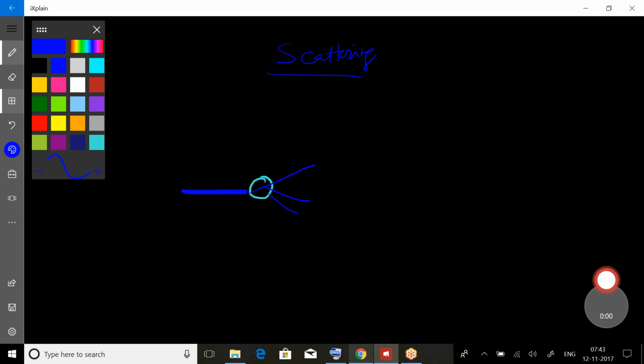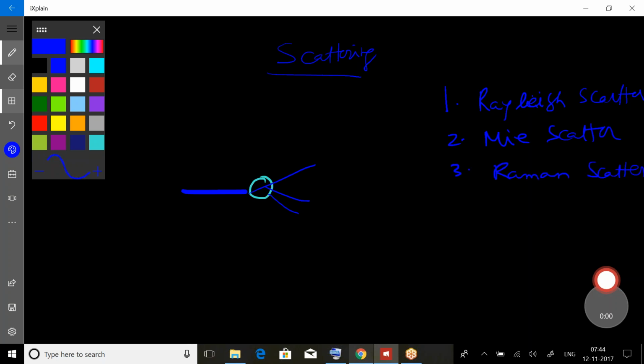So there are basically two types of, rather three types of scatter that are of importance or significant class. One is called the Rayleigh scatter. Then the Mie scatter and Raman scatter. I'll not be going into the details of the physics of the different types of scatter. I'll just talk about what concerns us.